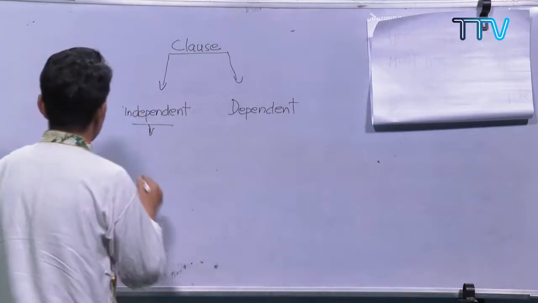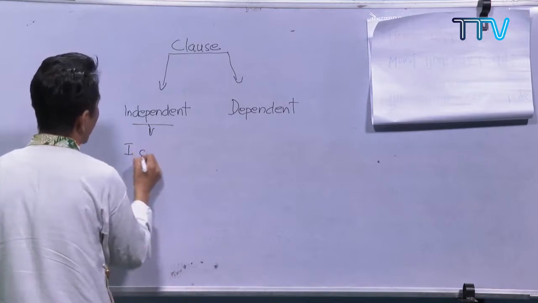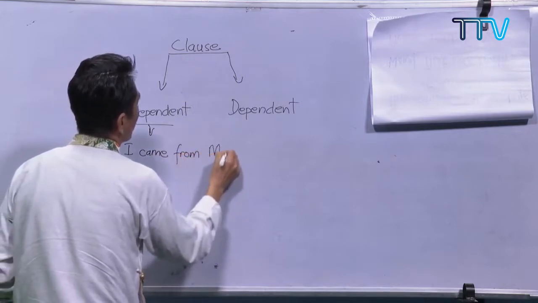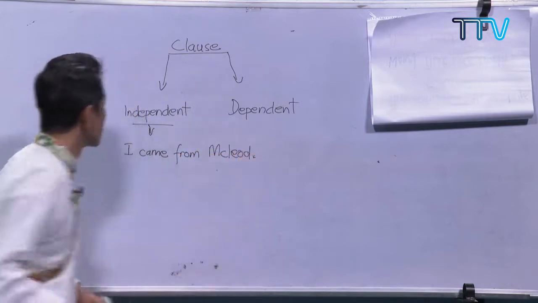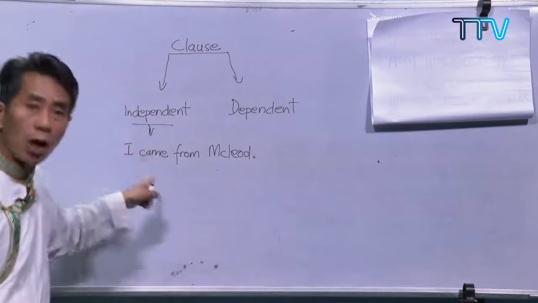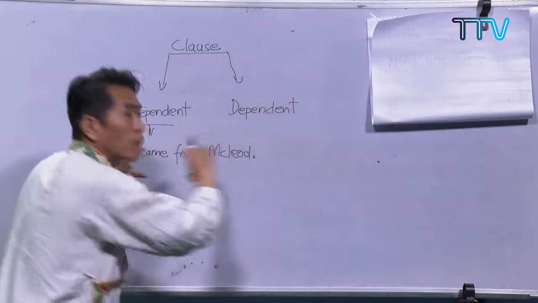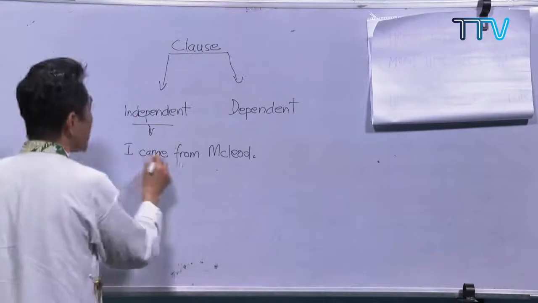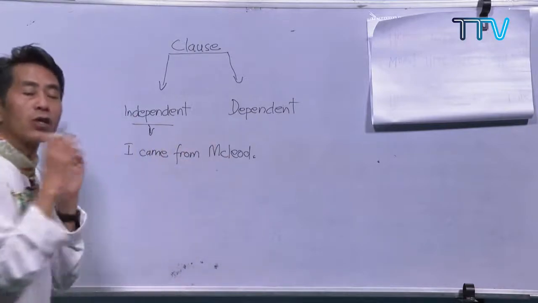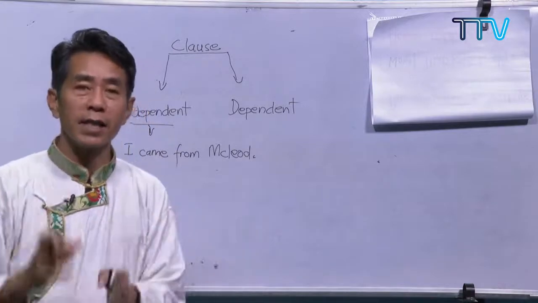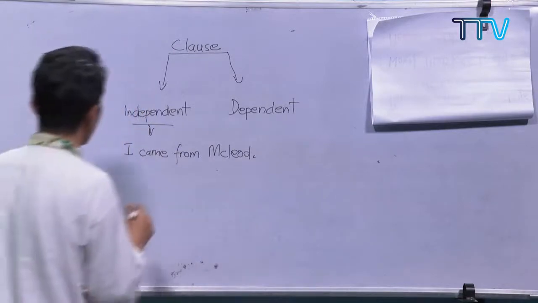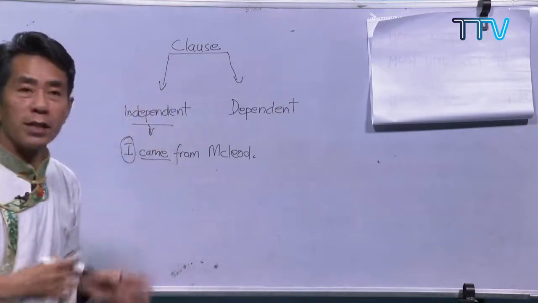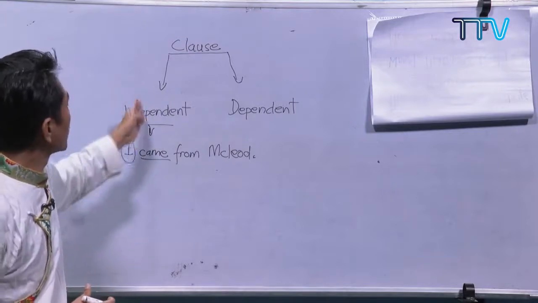So the sentence: I came from McLeod. This is a sentence, and this is a clause. Why is this a clause? It's a group of words. Let us see whether it follows the definition: a clause is a group of words which has a subject and a verb. I came: this is the subject, and this is the verb. So this is a clause. And clauses are of two types, independent and dependent.